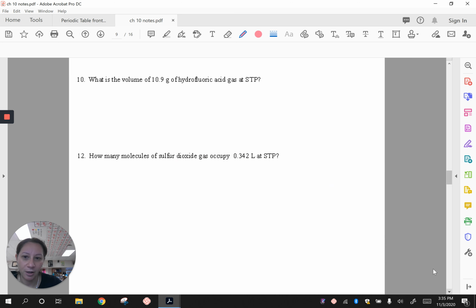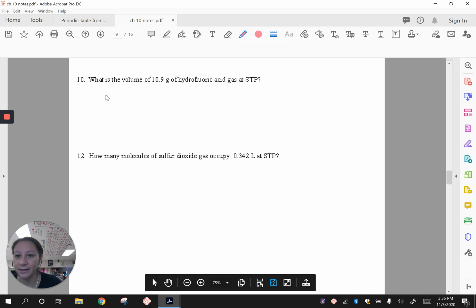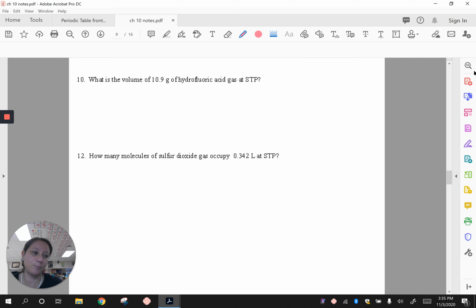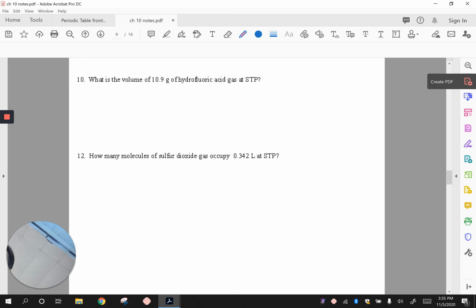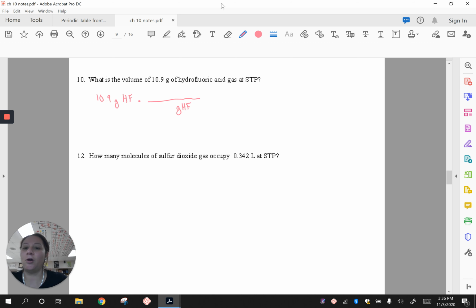Let's try another problem. Let's try number 10 next. What is the volume of 10.9 grams of hydrofluoric acid gas at STP? So I'm going to write down what I have, 10.9 grams. Hydrofluoric acid is HF. Start a conversion factor. On the bottom, I'm going to put grams of HF. On top, I'm looking for volume.